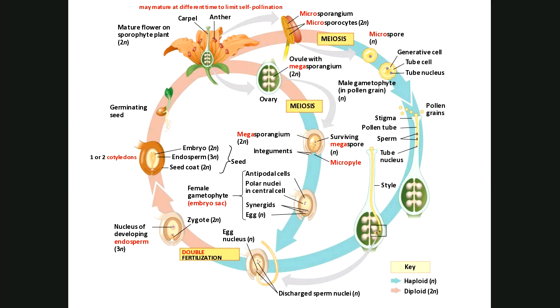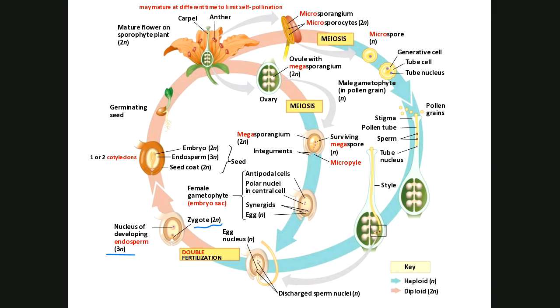Double fertilization. One sperm fertilizes the egg. The other sperm doesn't fertilize, but it unites with those two polar nuclei, and we get the zygote, the one that fertilized the egg, and then we get the endosperm. The endosperm is the food, like I was showing you earlier with the corn kernel. The yellow part of the corn kernel is the endosperm. That's the food that's provided for the developing embryo.